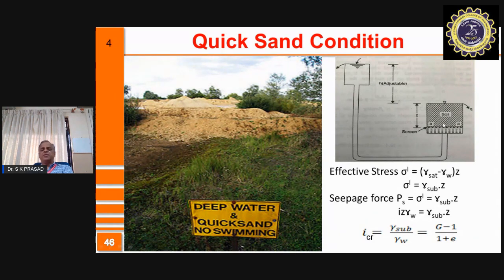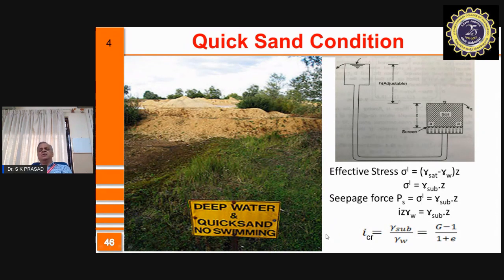So the effective stress in the soil, let us say at this level, is equal to sigma dash, which is gamma sat minus gamma W into Z, where gamma sat is the saturated density and gamma W is the unit weight of water. In general, that's equal to gamma sub into Z. And there is also seepage force. When this seepage force becomes equal to the effective stress, you have quicksand condition. So when the seepage force is equal to gamma sub into Z, you have the quicksand condition.